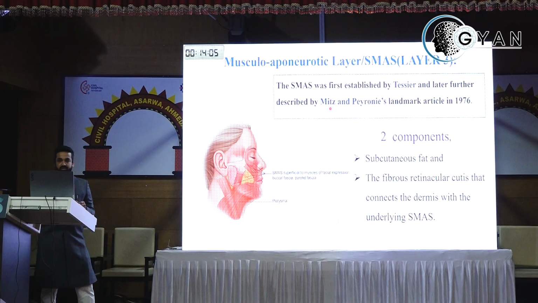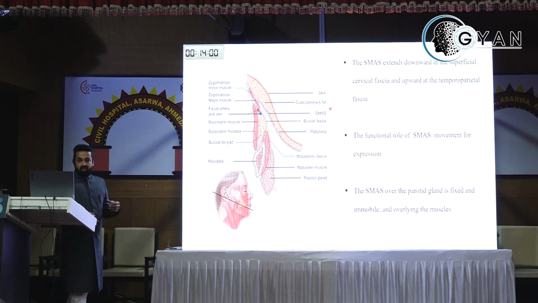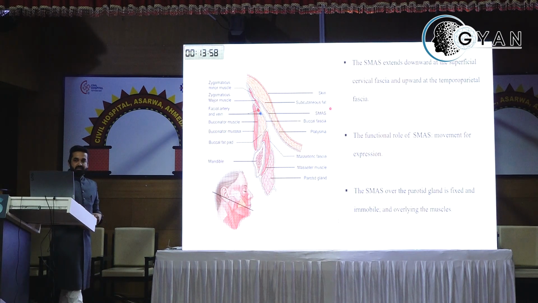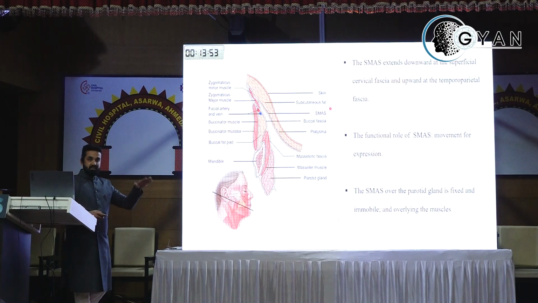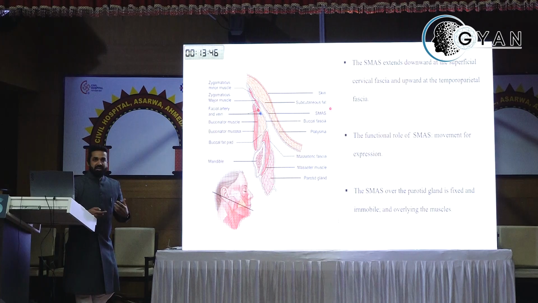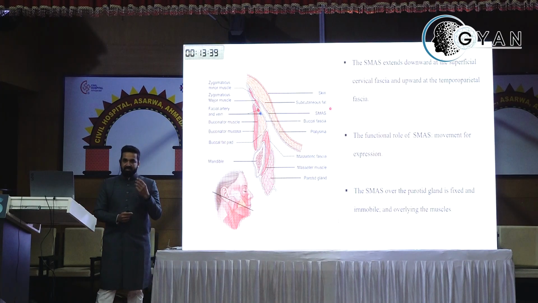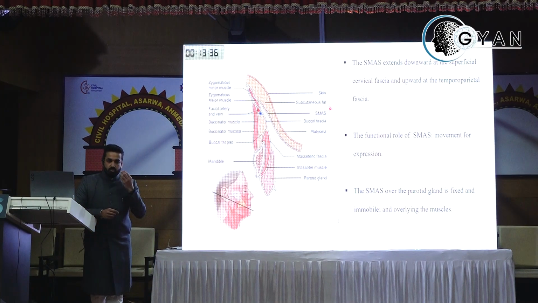So there is a reticular cutis that connects the dermis with the underlying SMAS, and superiorly you will see it extending towards the superficial temporoparietal fascia, and downwards it connects with the superficial cervical fascia. Its main functional role is the movement for expressions, because unlike the skeletal muscle, it is not connecting bone to bone but bone to the superficial skin, and hence when you smile, certain people do have those dimples coming in because the muscle is pulling on the overlying skin.